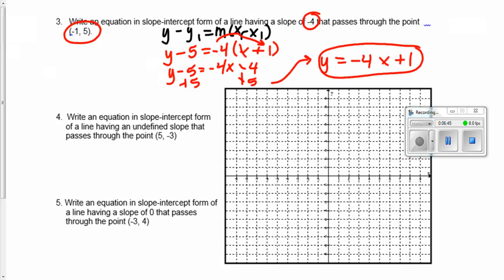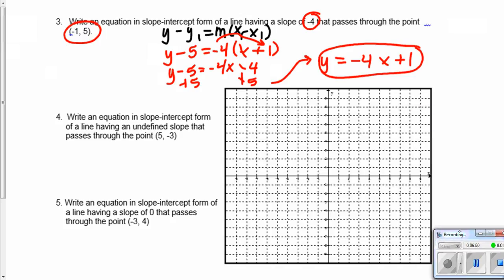Alrighty, hopefully you did okay. It's really, again, it doesn't get any harder than that. I'm not going to throw anything weird at you. You're just making sure you're plugging in the right things. So number 4, write an equation in slope-intercept form of a line having an undefined slope, that's interesting, that passes through the point 5, negative 3.